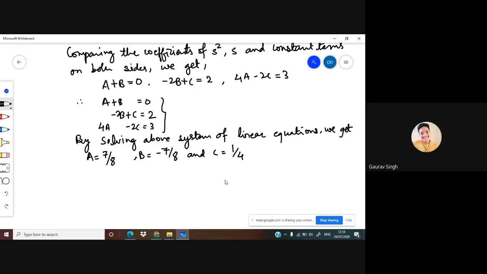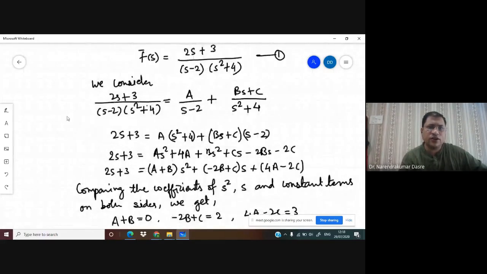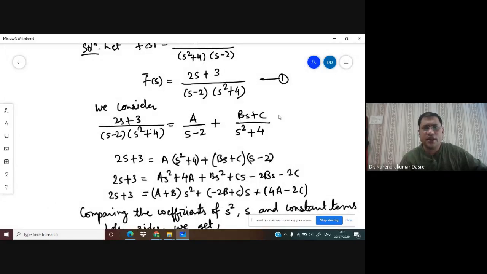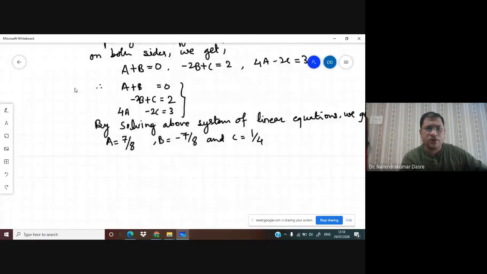Yes, sir. Okay. So here you need to be careful that if you got these values properly, then only your inverse Laplace transform will be correct. Otherwise, it will be a trouble. If you miss these values, then you will miss the inverse Laplace transform. So we got the values of A, B, and C, and hence I am able to write down this f bar of s.